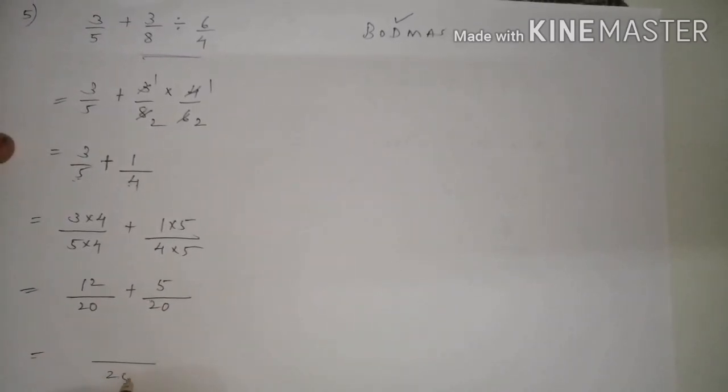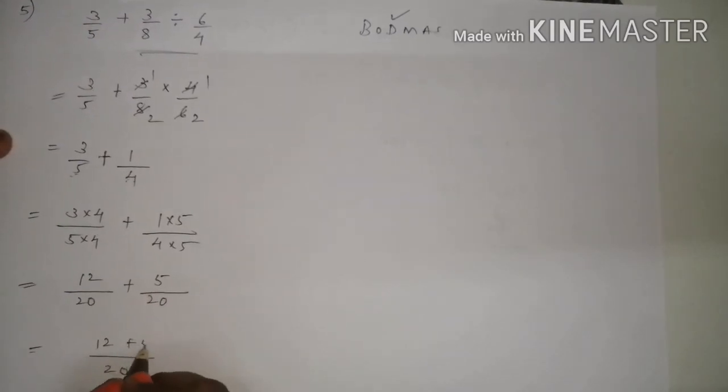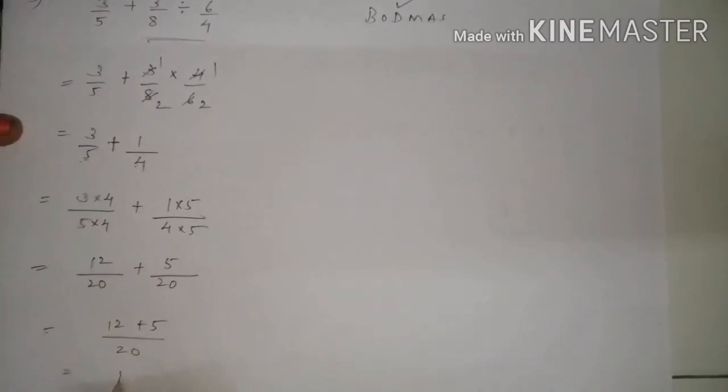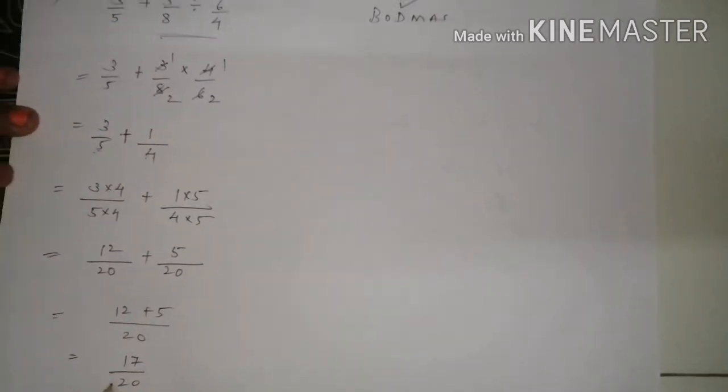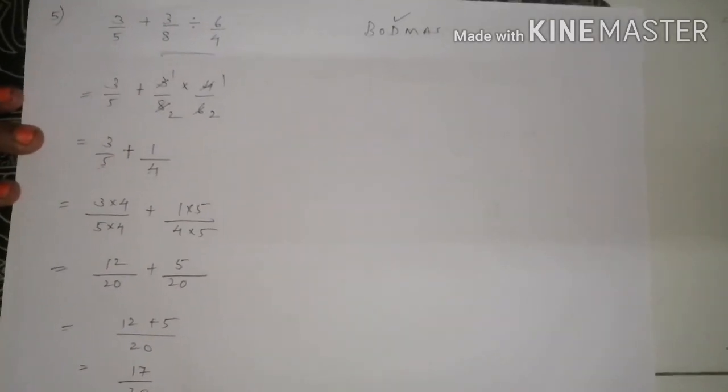Write the denominator only one time. Add the upper numbers, 12 plus 5. 12 plus 5 is 17 upon 20. This can't be reduced further, so last answer is 17 upon 20.